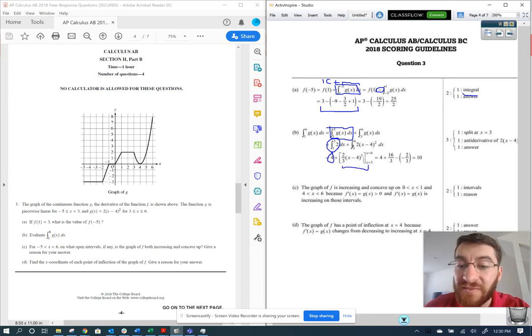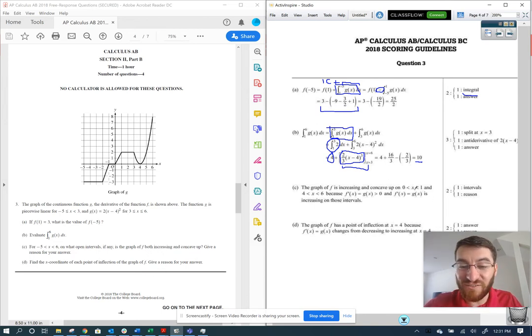Antiderivative. What that means is this right here. This is called an antiderivative. It's the answer for when you do an integral, but you haven't necessarily plugged in your numbers yet. So that's what antiderivative means. So if you have that, then you get the second point, and then your answer is 10. All right, part C. On what open intervals is the graph both increasing and concave up?